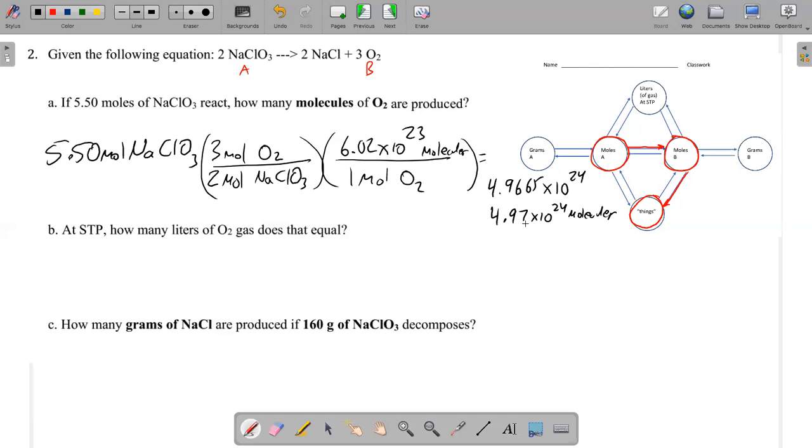At STP, how many liters is that? So that's a different path on this concept map. We started with moles of chemical A, so I'll put this in green. We change that into moles of chemical B, the oxygen, and then we've got to change it into a volume in liters. So you're going from moles of chemical A into moles of chemical B, and then you convert it into liters. So the first step is exactly the same, 5.50 moles NaClO3.